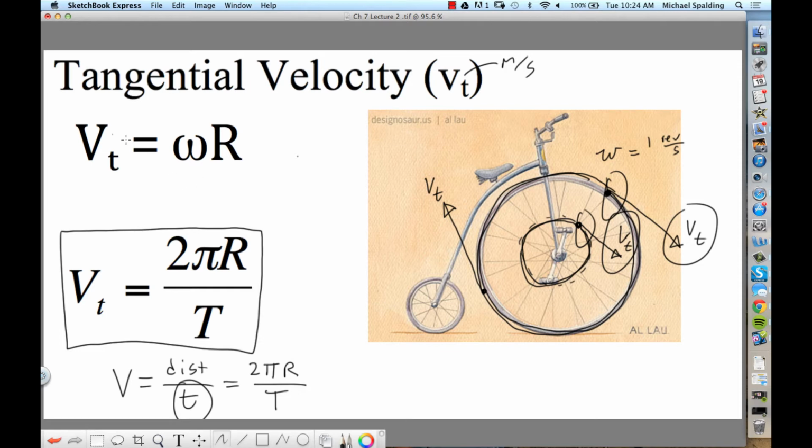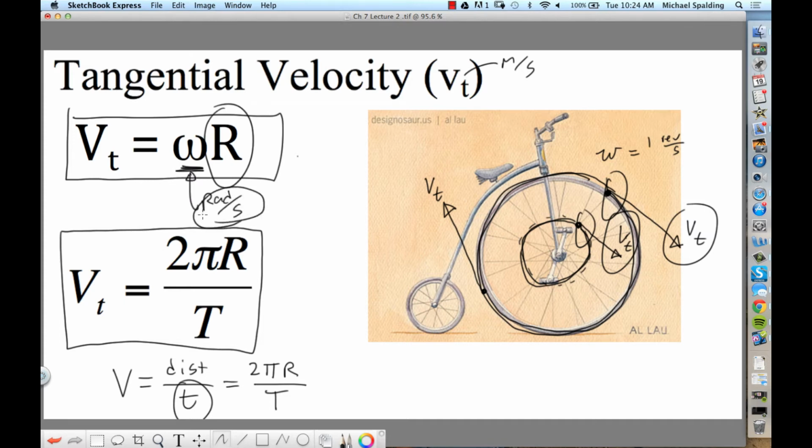Okay. All right. Now this equation right here, tangential velocity. Another way to get it is you take the angular velocity and multiply by r, where r is the distance from the center. It's the radius. So notice that as r gets bigger, as the radius gets bigger, the tangential velocity gets bigger. This angular velocity here has to be radians per second. You have to be in radians when you're using that equation.